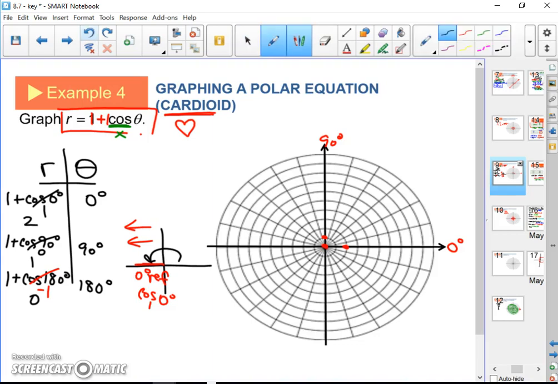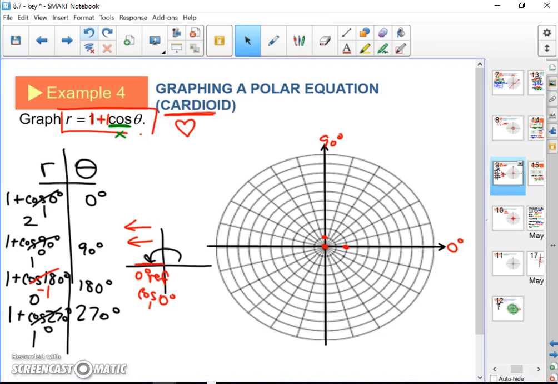And so then maybe I do another point, maybe I do 270 degrees. 1 plus cosine 270. Cosine 270 is 0, 1 plus 0 is 1. I've got the point 1 comma 270. So go in that 270 direction, go down 1. Maybe that's enough dots, especially if you know what a cardioid looks like. You know what a cardioid looks like, that's going to be something like this. Okay? So you look at that graph, and it definitely looks like a heart. You can see why they call it a cardioid.